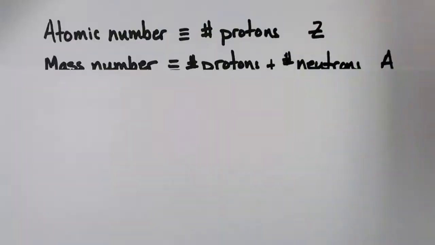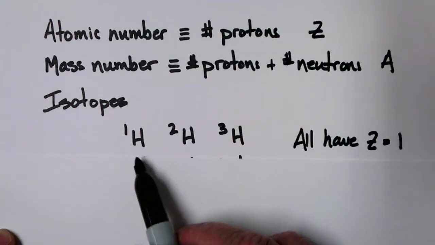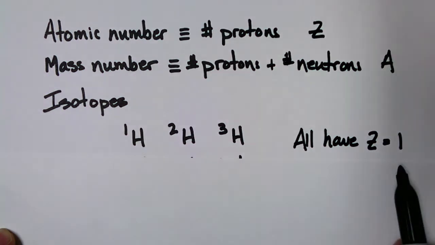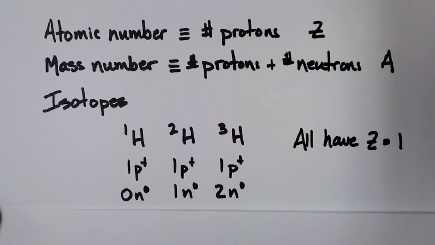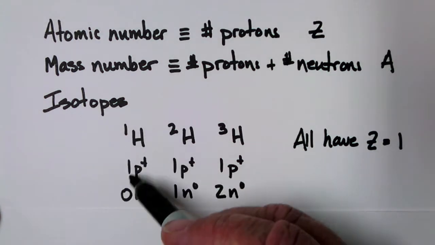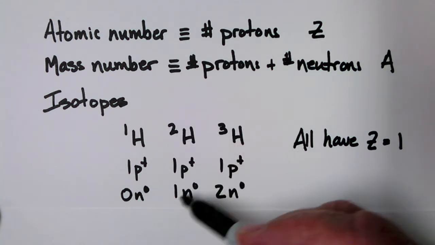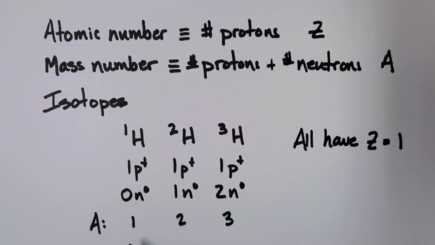If we look a little bit closer at the isotopes of hydrogen, here we have hydrogen 1, deuterium or hydrogen 2, hydrogen 3 or tritium. All of them have the same atomic number. It's equal to 1, which means that they all have 1 proton in their nucleus. But they differ in their mass numbers. And in fact, that tells us that hydrogen 1 has no neutrons in its nucleus, hydrogen 2 has 1 neutron in its nucleus, and hydrogen 3 has 2 neutrons in its nucleus. That means that the mass numbers for these 3 isotopes are respectively 1, 2, and 3.